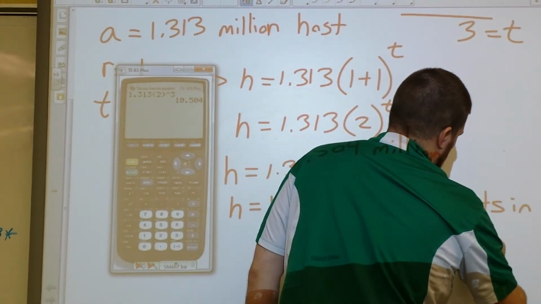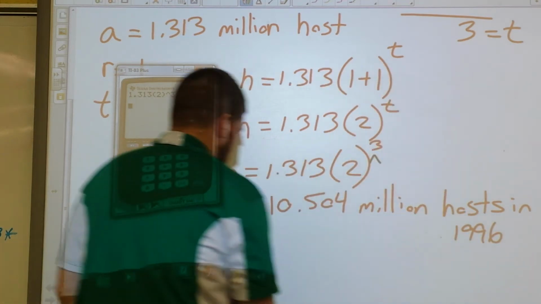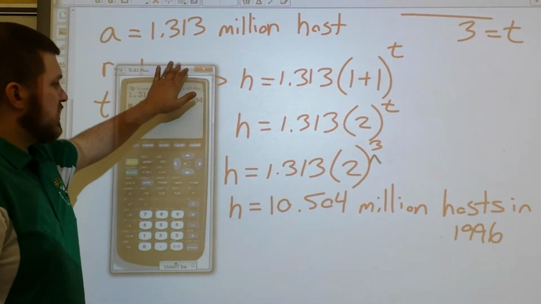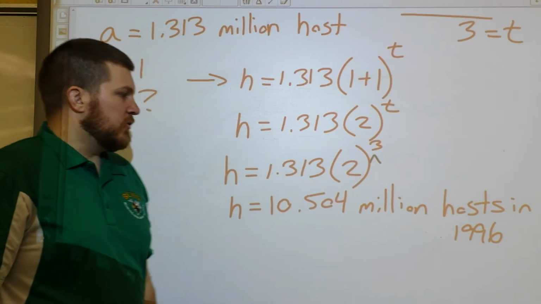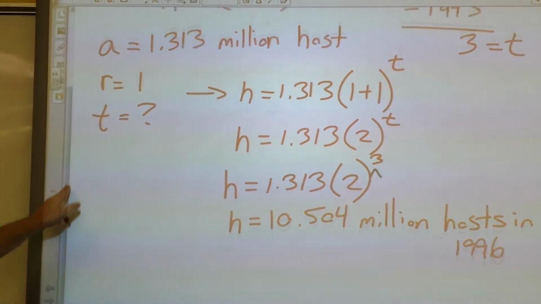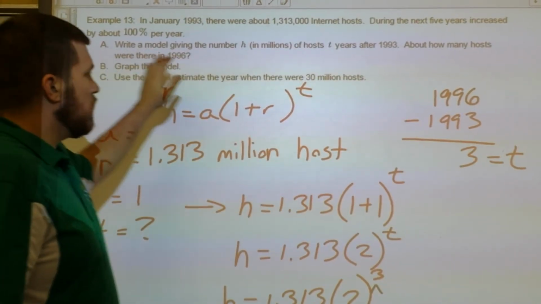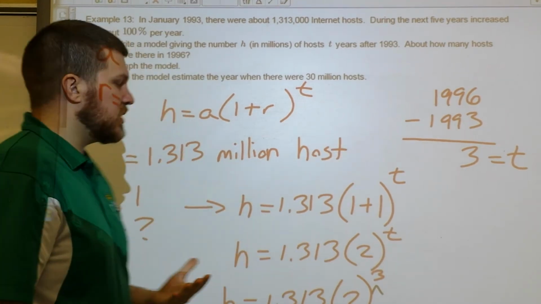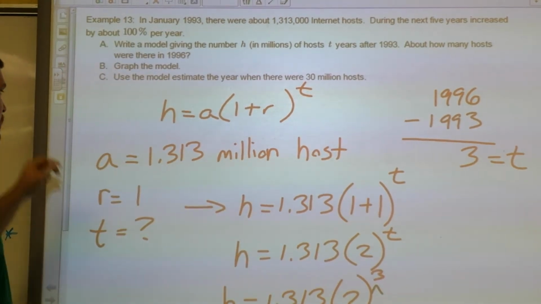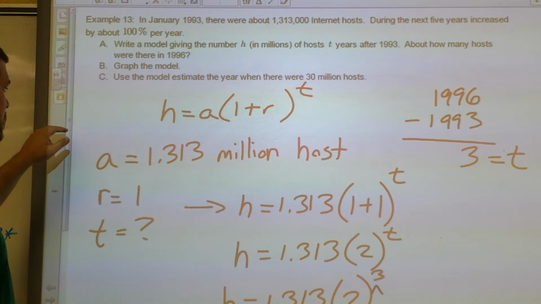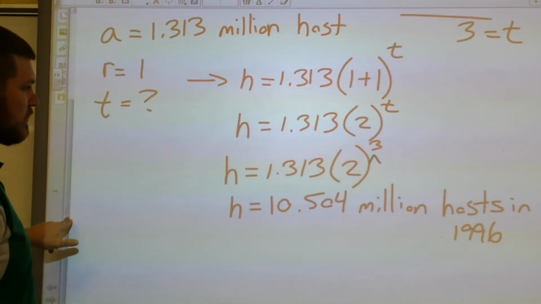And notice how I made a complete sentence. There's going to be 10.504 million hosts in 1996, because I want to answer the question completely. How many hosts were there in 1996? About 10.504 million hosts in 1996. Okay, so we can graph this model.